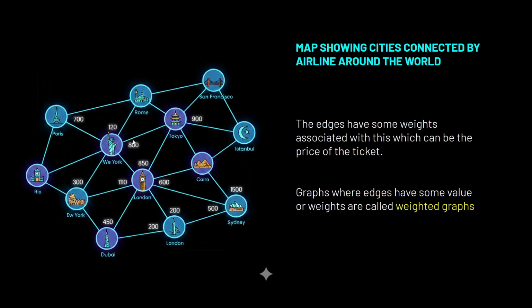For example, this weight can represent the price for the fare between these two cities, the ticket price to go from one city to another city. For example, 800 can be the price to go from New York to Tokyo, right? The edges can have some meaning, and we can use this kind of information to calculate the minimum price for going from one place to another place for such kind of use cases.